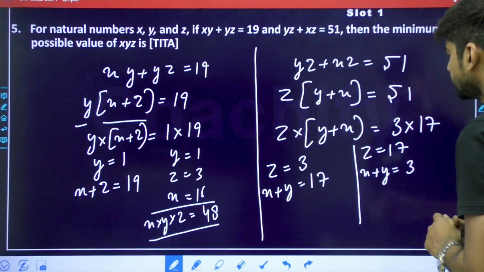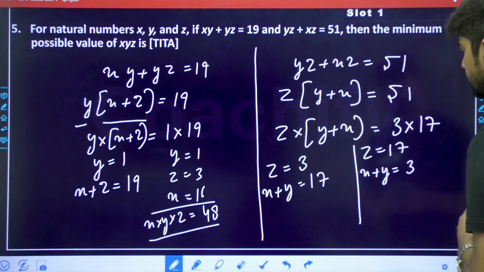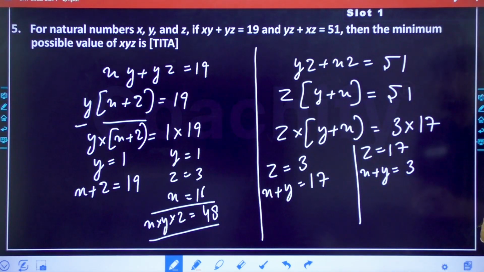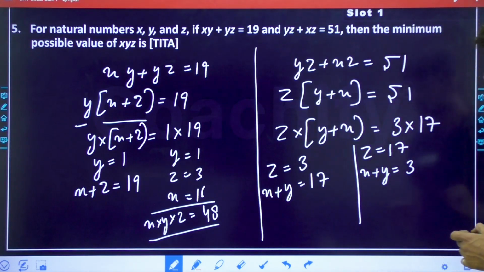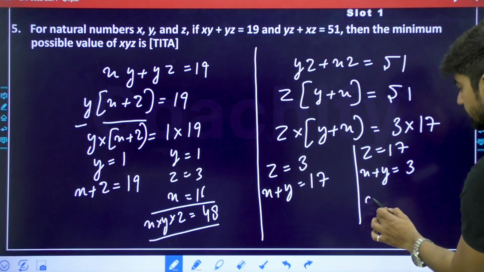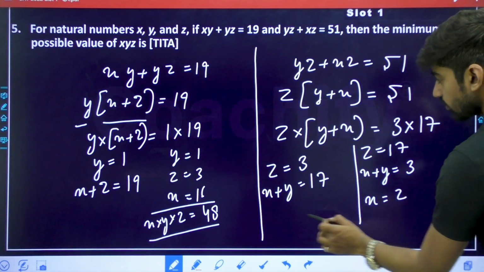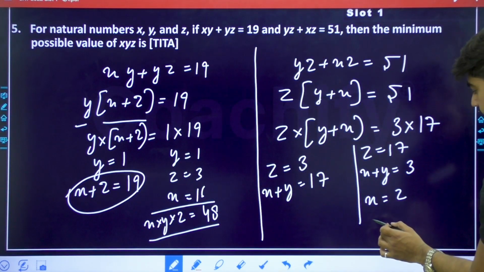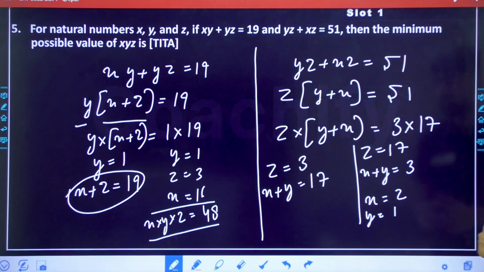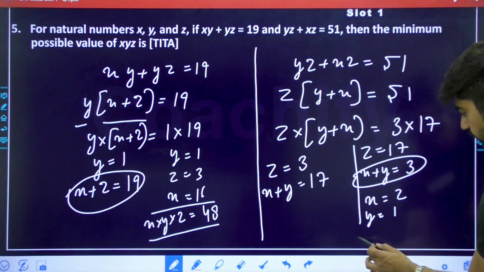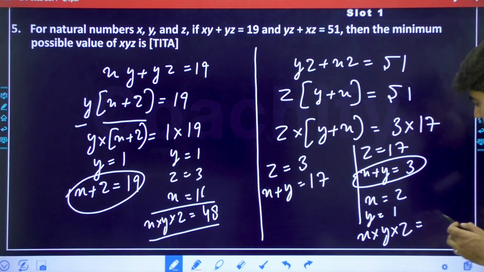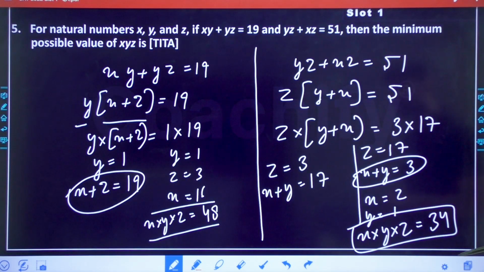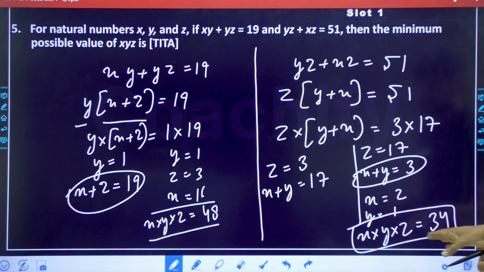But when I take the other case, which is z equals to 17, x plus y equals to 3, let's see what values I am getting. Since z is equal to 17, x should be equal to 2 from this expression. Z is equal to 17, so x becomes 2. And since x is 2, y is coming out as 1 from this particular expression. So from this, x into y into z is nothing but 34. So we can easily say that this is the smaller value when we compare the two.